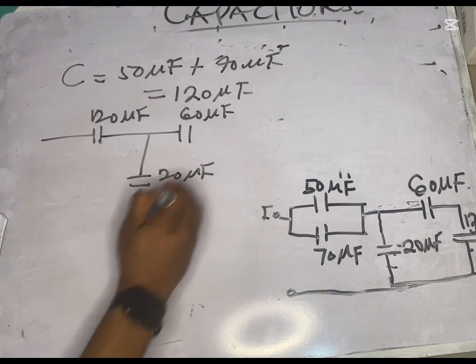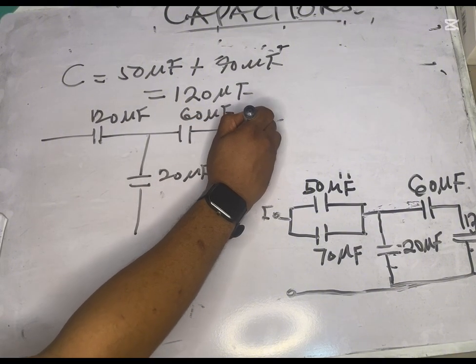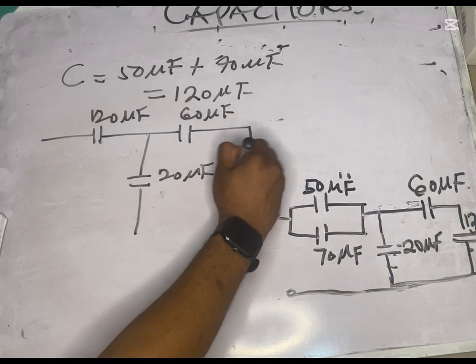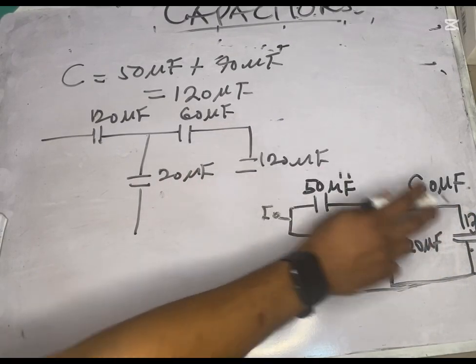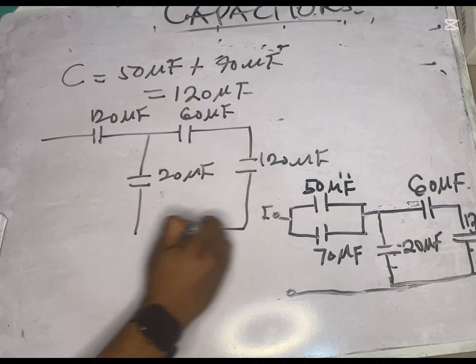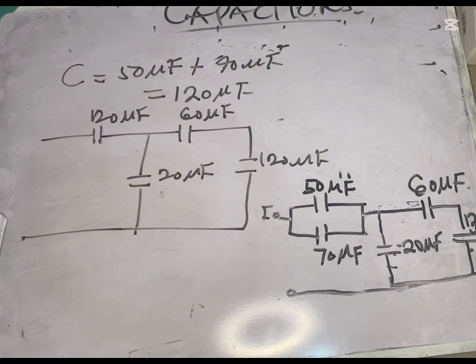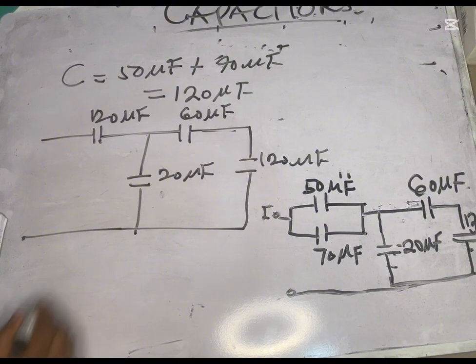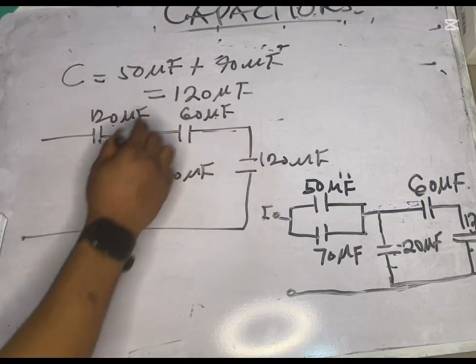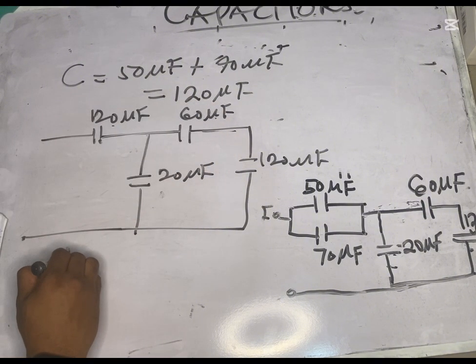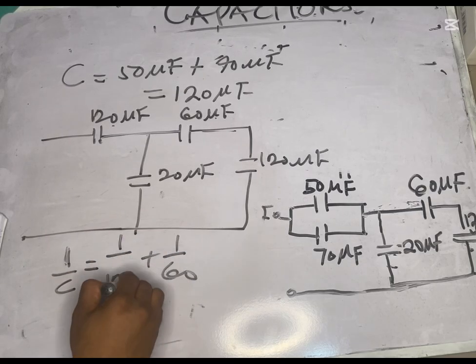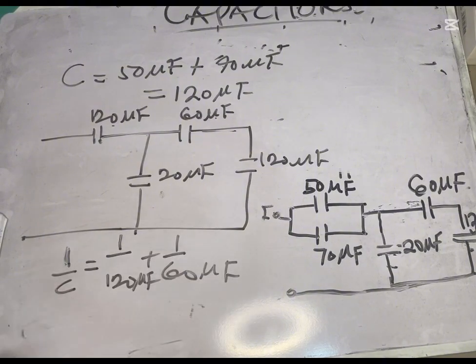Then coming down to that point, we have 120 microfarad over there, and then of course the output. So these two now are in series. This is now one wire, so we now have to solve these two in series. If we solve it in series, remember it will be 1 over C equals 1 over 120 plus 1 over 60 microfarad.